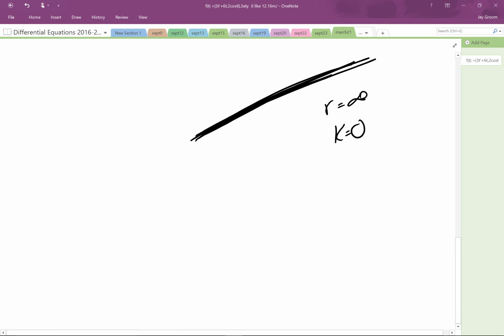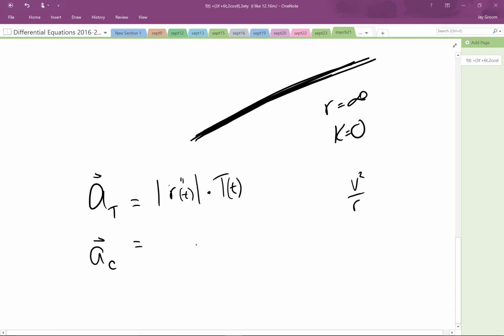Now, where is this going to come into play? Well, the tangential velocity is going to be the magnitude of r prime of t, in the direction of the tangent vector. And the centripetal acceleration, remember, is v squared over r. What is v squared? V squared is this guy, the speed squared, so 12 point whatever squared. And then over r. Well, this is the same thing as saying v squared times 1 over r. And 1 over r by definition is curvature.